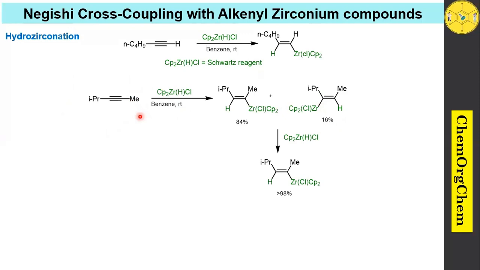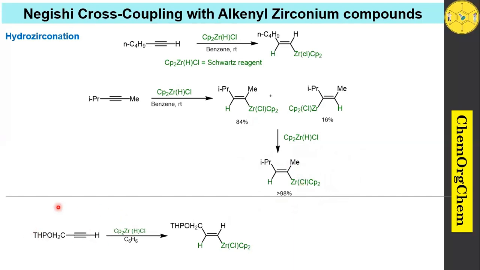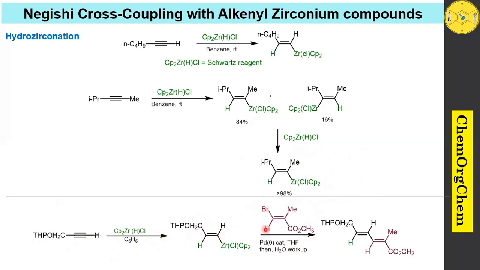When you take the disubstituted alkyne, it reacts to produce a corresponding mixture of alkenyl zirconium species, but when you take an excess of Schwartz's reagent, it readily undergoes an isomerization reaction to produce this alkenyl zirconium as the major product. So this is one example where this alkyne reacts with Schwartz's reagent to produce the corresponding zirconium species, which then reacts with this bromo compound in the presence of palladium catalysis to produce the corresponding carbon-carbon coupling product. Here also you should note that the stereochemistry of the alkene geometry doesn't change.